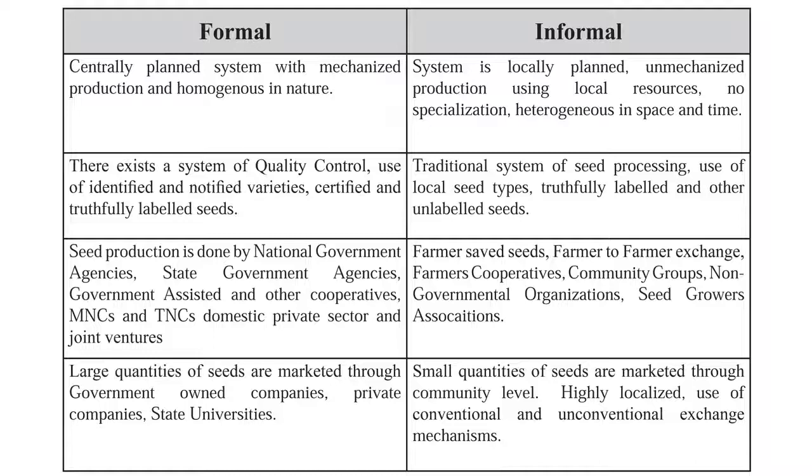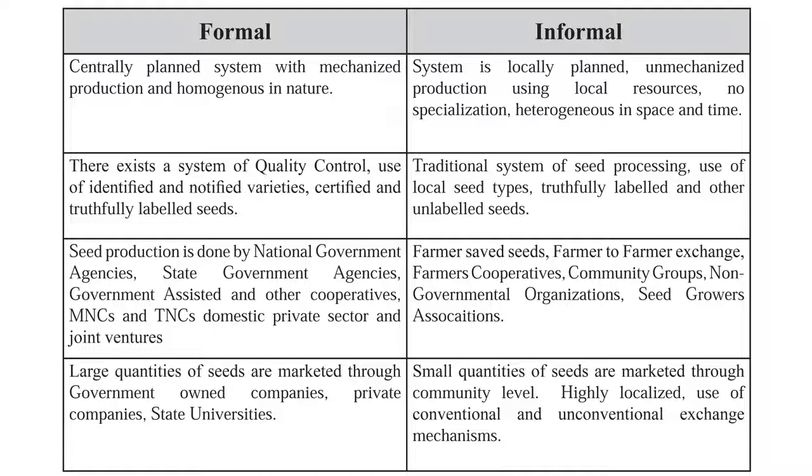Formal seed production has a system of quality control used to identify and notify varieties, certified and truthfully labeled seeds. In case of informal, there are traditional systems of seed processing, use of local seed types, truthfully labeled and other unlabeled seeds. In formal system, seed production is done by national government agencies, state government agencies, government assisted and other cooperatives, MNCs and TNCs, domestic private sector and joint ventures.